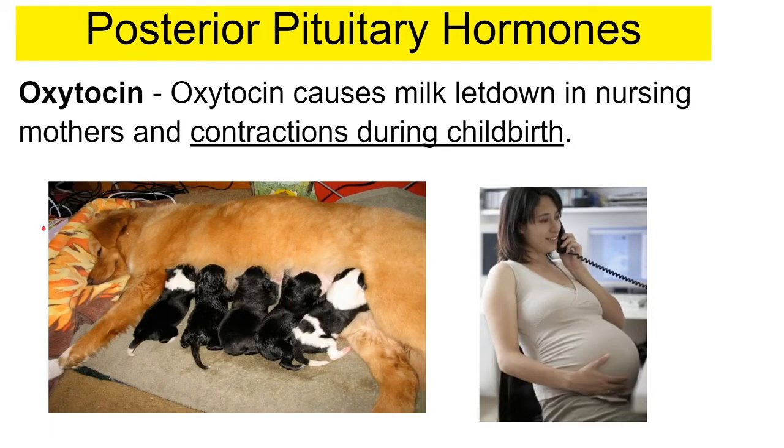Next, the posterior pituitary hormone. So we're moving to the other part of the pituitary gland. You have oxytocin. Oxytocin, once again, causes milk release in nursing mothers and contractions during childbirth.